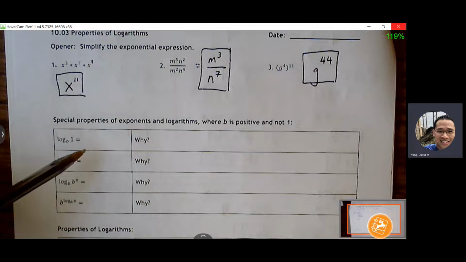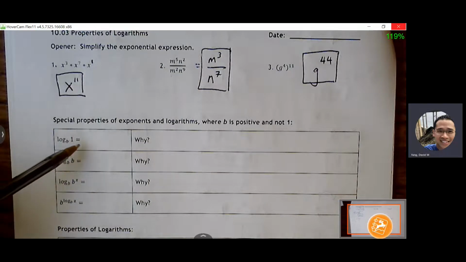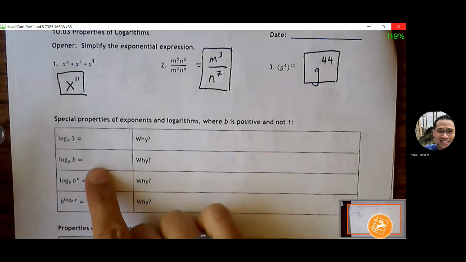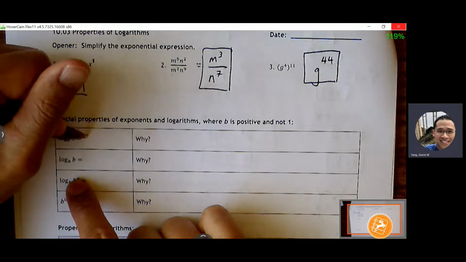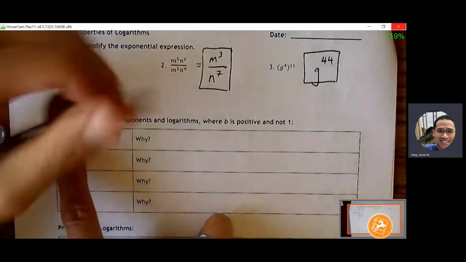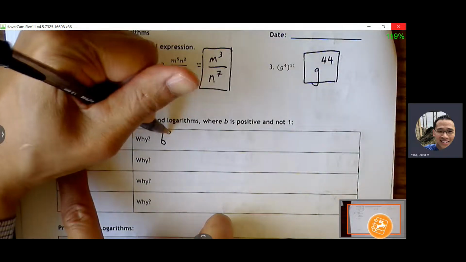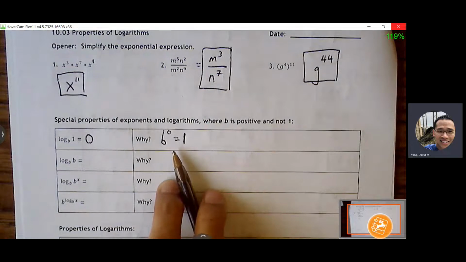Okay, special properties. Log base b of 1 is equal to, well, we can kind of solve our way through this, okay? And the idea is that log of 1 is always going to be 0. Okay? And the reason why is because b to the 0 power is equal to 1, right? That makes sense from an exponential perspective.